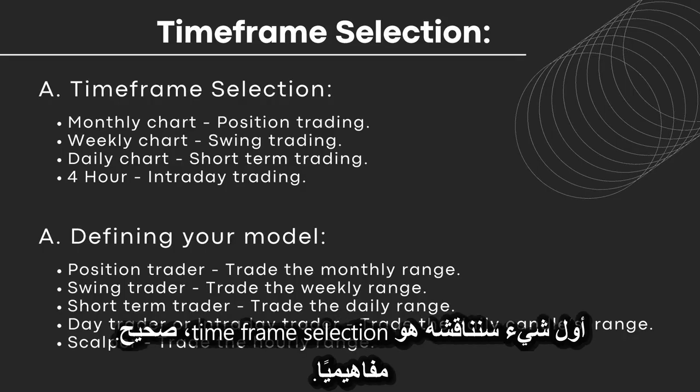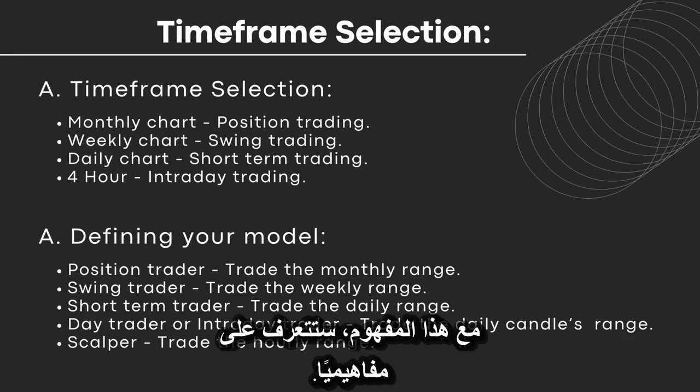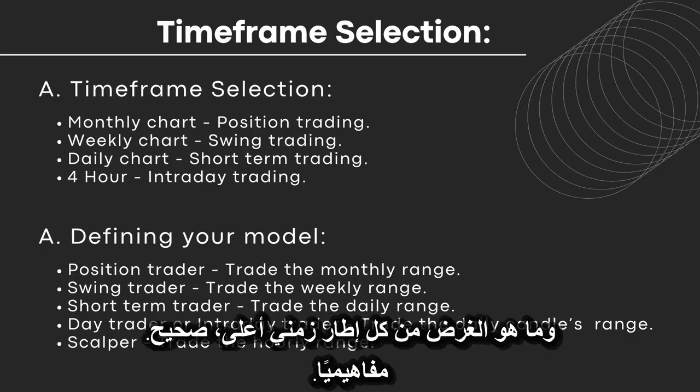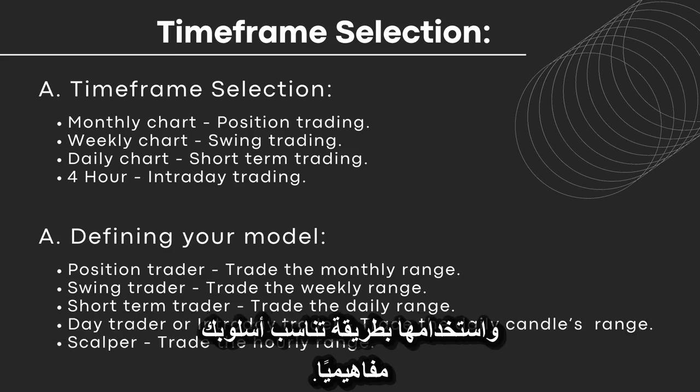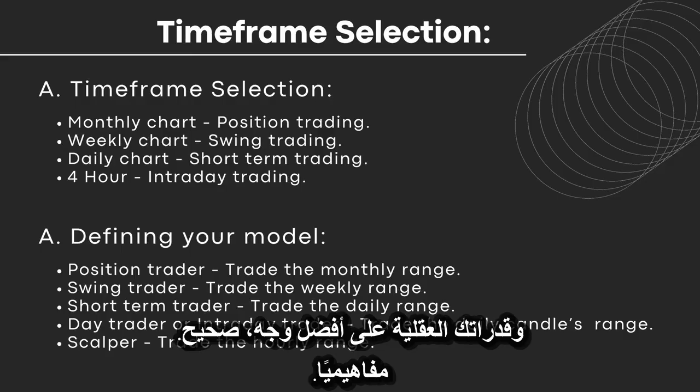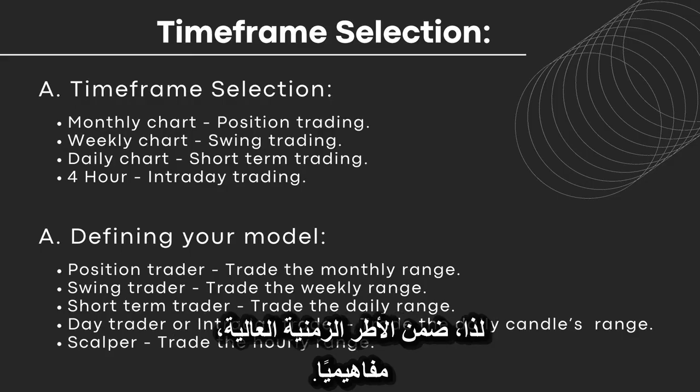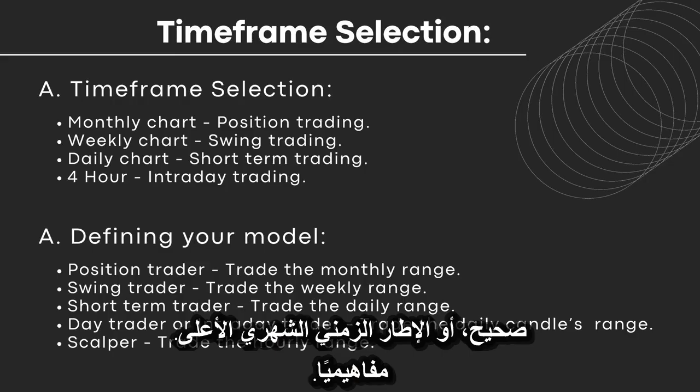So the first thing that we're going to discuss is time frame selection, right? Now with this concept, you're going to get to know what every higher time frame is used for and what is the purpose of every higher time frame, right? That way you can use these higher time frames in the most efficient way possible and use them in a way that suits your style and your mental capabilities the best, right? So inside higher time frames, the first one we've got is the monthly chart, or the monthly higher time frame.